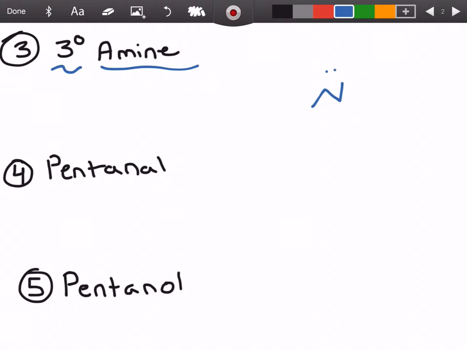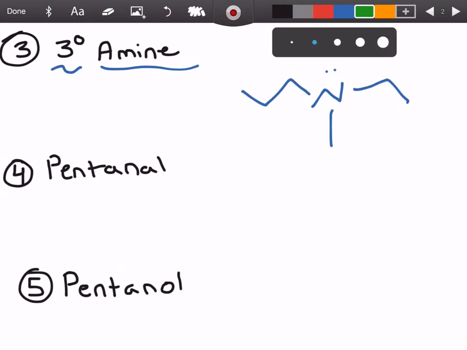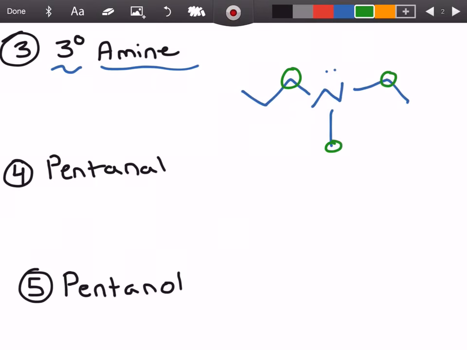And so if we think a tertiary amine, that means we're going to have a nitrogen with 3 other carbon groups attached to it. So we could have maybe an ethyl group here, we could have a methyl group here, and we could even have like a propyl group right over here. These are all carbon chains because this is a carbon, this is a carbon, and this is a carbon. And so since we have 3 on this nitrogen, that's going to give us a tertiary amine.